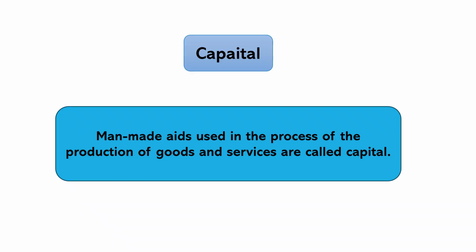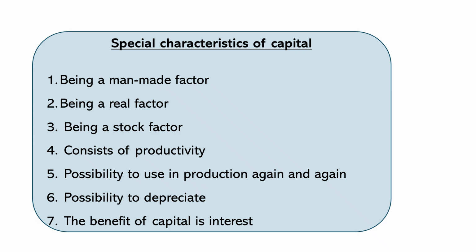Man-made aids used in the process of the production of goods and services are called capital. Characteristics of capital. First one being a man-made factor. Capital is made by humans, not found in nature. Example, machines, buildings, tools. Second one, being a real factor. Capital means actual physical things you can see and touch, not just money.